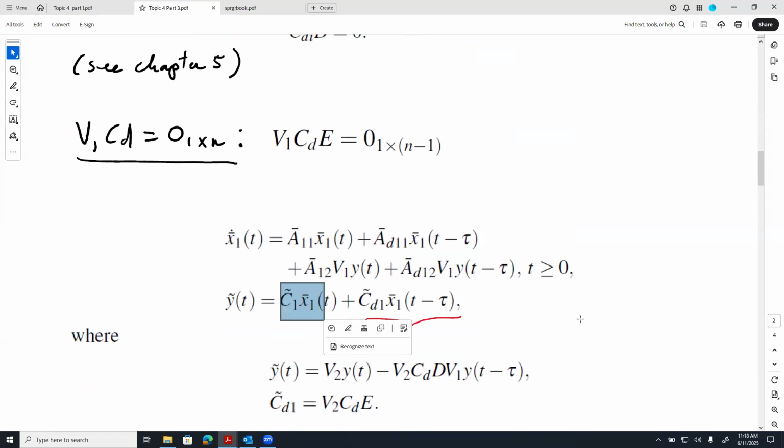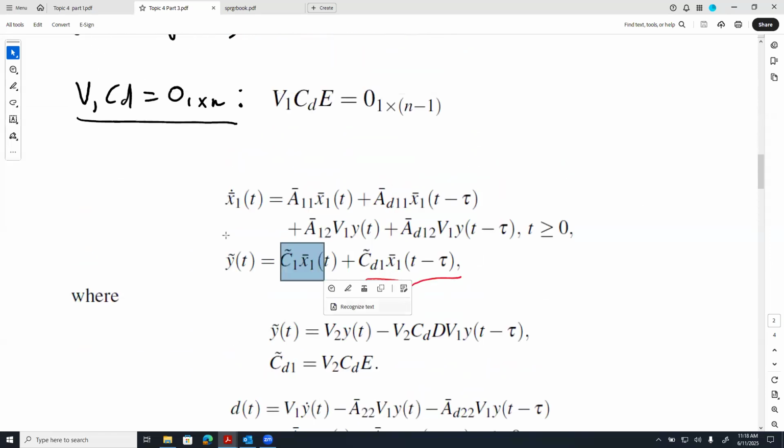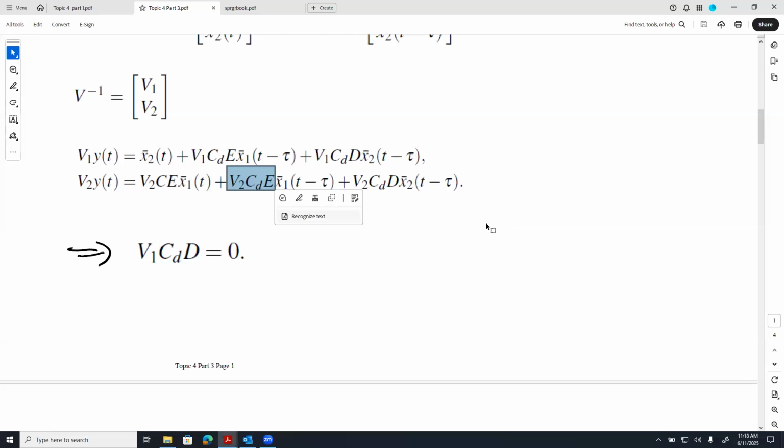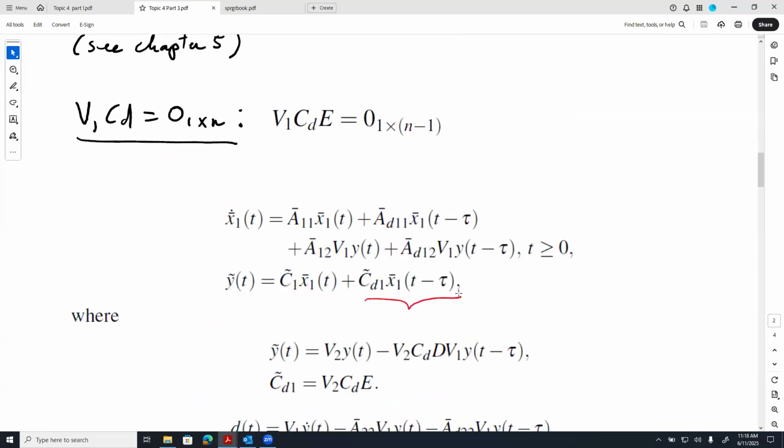Now we also have an extra term in our output measurement. And that extra term is linked to this expression here. So we call that one another name. And remember, have a look here. It's actually linked to CD, the output matrix CD associated with the delay stack vector. So we call this whole thing here C tilde D1.